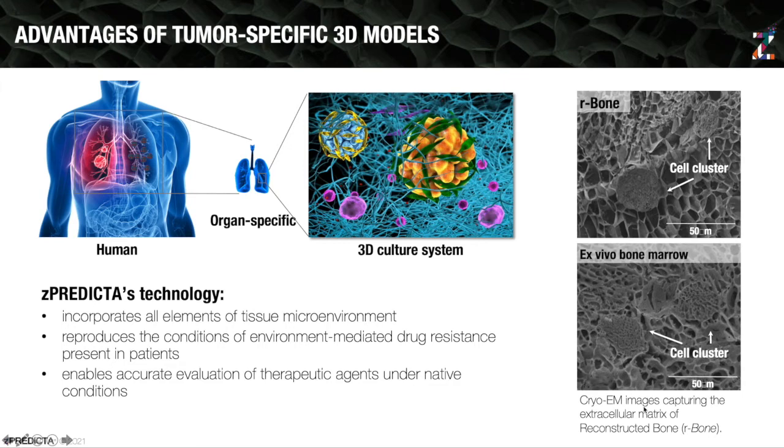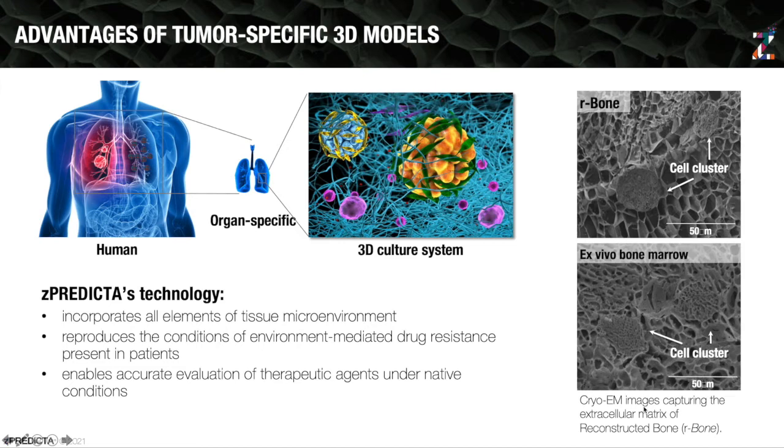What we're doing is recreating the extracellular matrices that match the tissue of interest, and medium supplements that really match the disease of interest. So this allows us to really create a tumor-specific model. For example, if we're looking at lung tissue, we're going to recreate lung extracellular matrix, as shown in the schematic on top, and then provide medium supplements. This really allows us to provide support for cell growth in a manner that these cells are used to within the tissue. We can reproduce the elements of environment-mediated drug resistance, which will then allow us to accurately evaluate therapeutic agents under these native conditions.